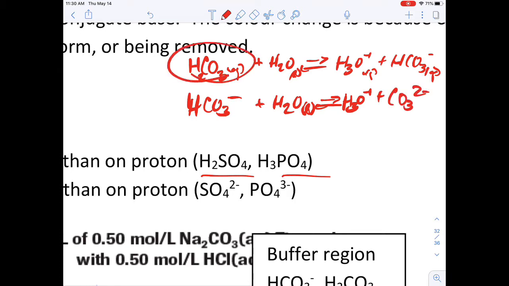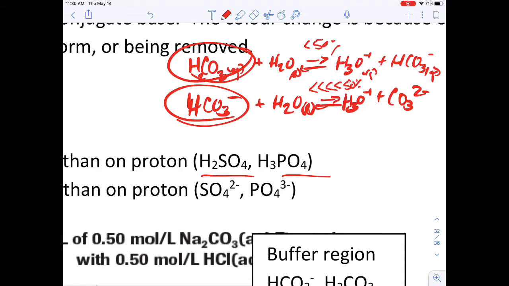Now, the first is a much stronger acid than the second, so I would expect that it's going to go more forward, still less than 50%, but the second will be much less than 50% because it's a much weaker acid. But there's still two hydrogens that can be donated, so it's called a polyprotic acid.